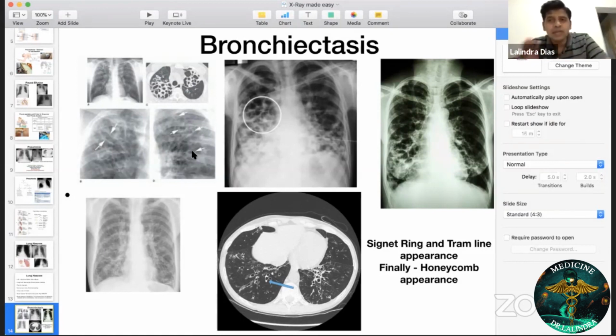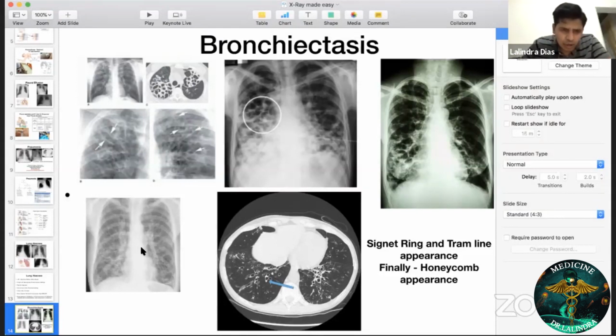The best way to diagnose bronchiectasis, or what we call the investigation of choice, is the CT scan. What CT scan? HRCT, or high resolution CT scan. This is a high resolution CT scan. You can see the signet ring appearance here and tram line shadow. Here there's a bit of honeycombing as well. Here is another HRCT. You can see a beautiful honeycomb appearance here, a beautiful honeycomb appearance in this CT scan.